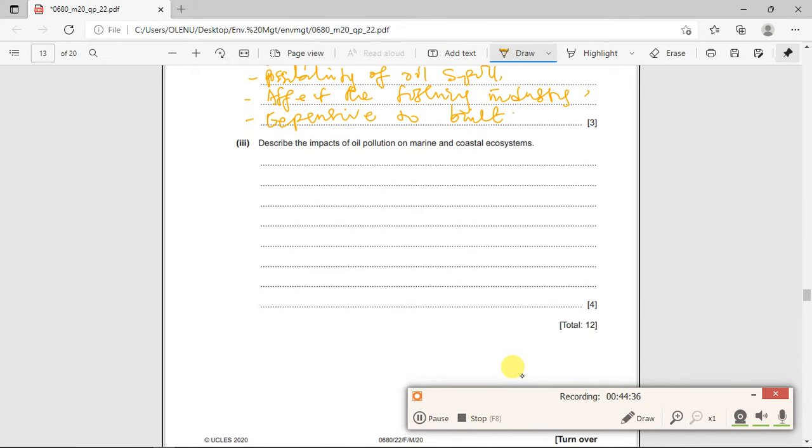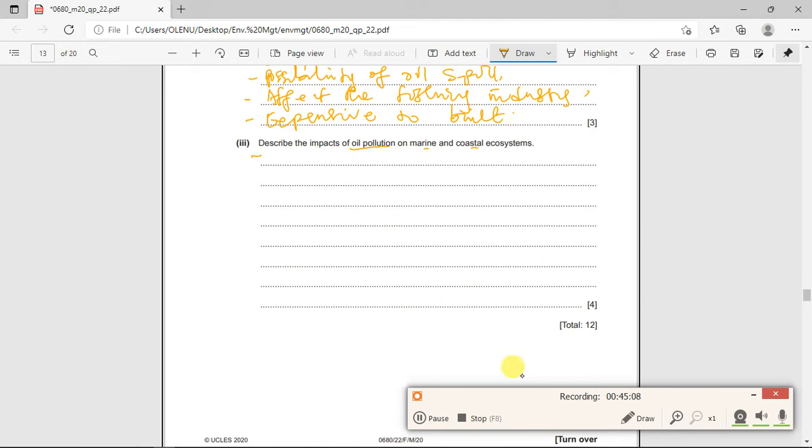Now, describe the impact of oil pollution on marine and coastal ecosystem. First, you find out that once oil spill takes place, it covers a large water body, and that can have a devastating effect on marine lives.